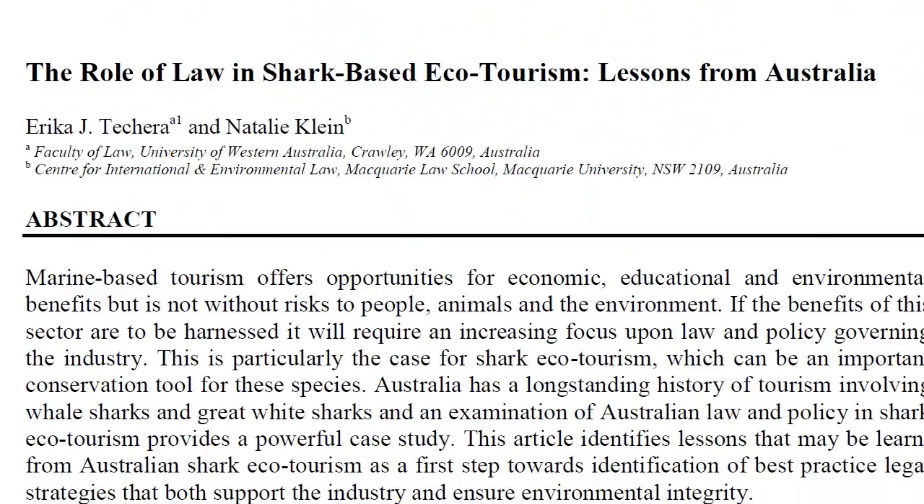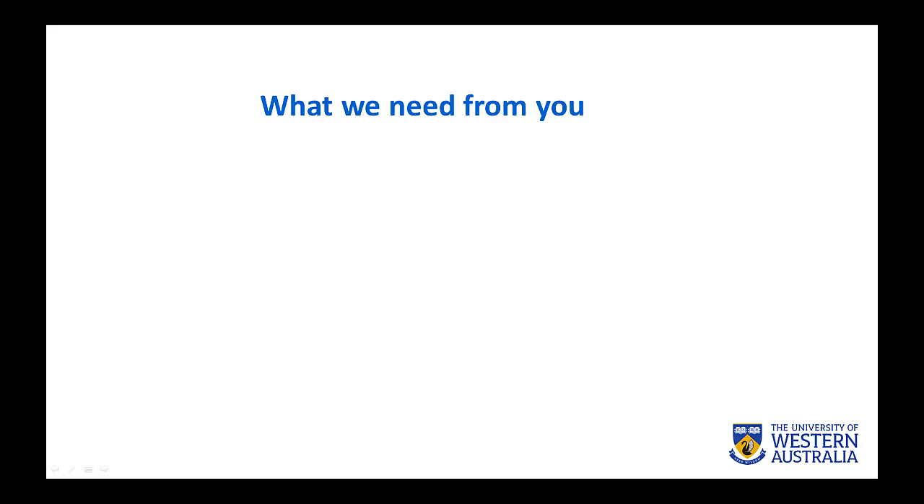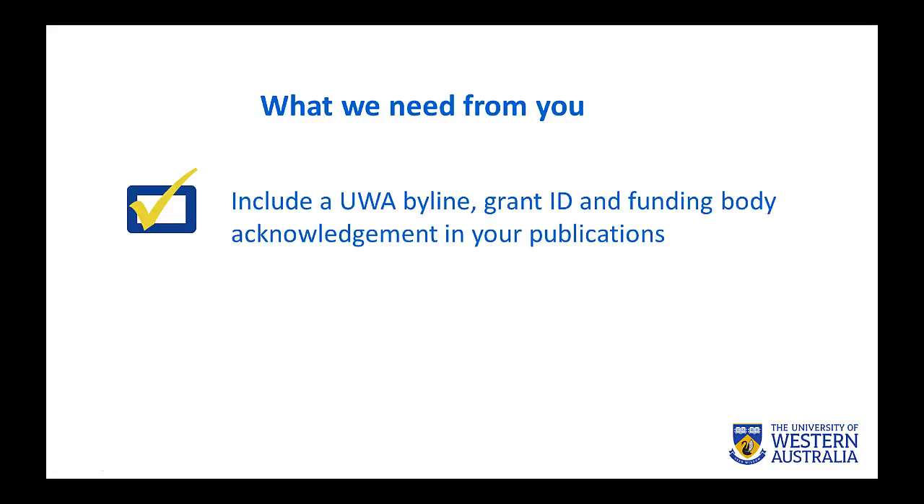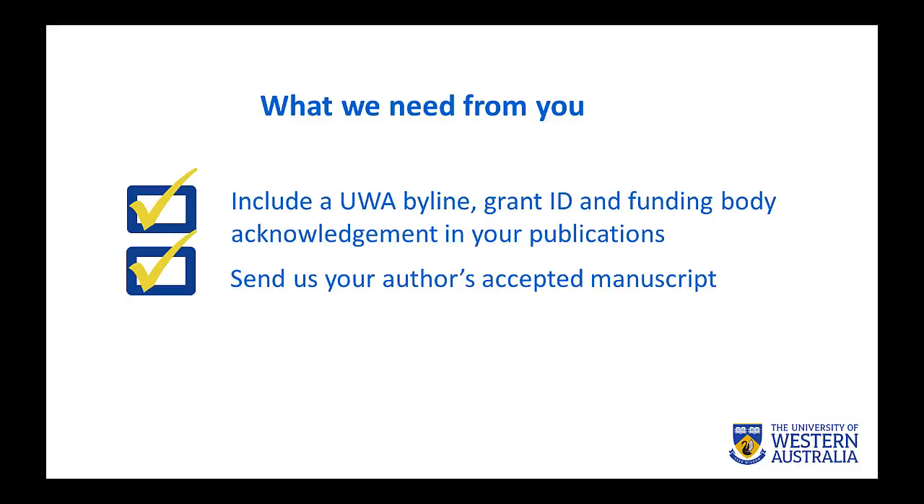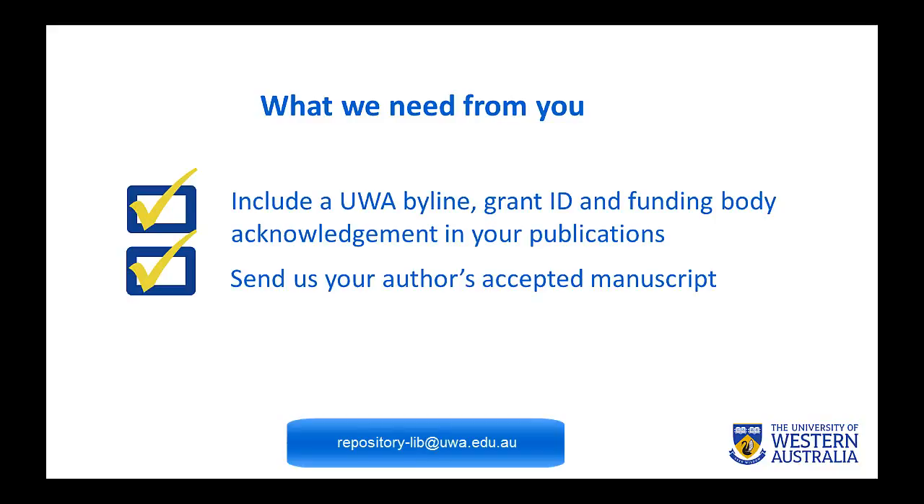To ensure your publications meet the ARC and NHMRC open access requirements, there are a few things you can do to help. Firstly, ensure a UWA byline, grant ID, and funding body acknowledgement is included in your publications. And as soon as your manuscript is accepted for publication, send an email including the grant ID and a copy of the author's accepted manuscript to repository-lib@uwa.edu.au. And also let the library know if you have an ORCID so we can add it to your researcher profile.